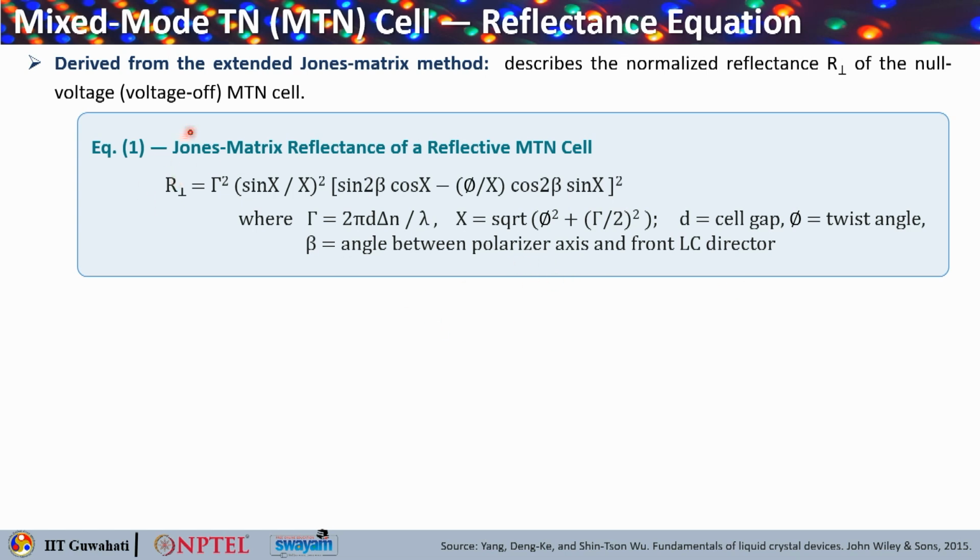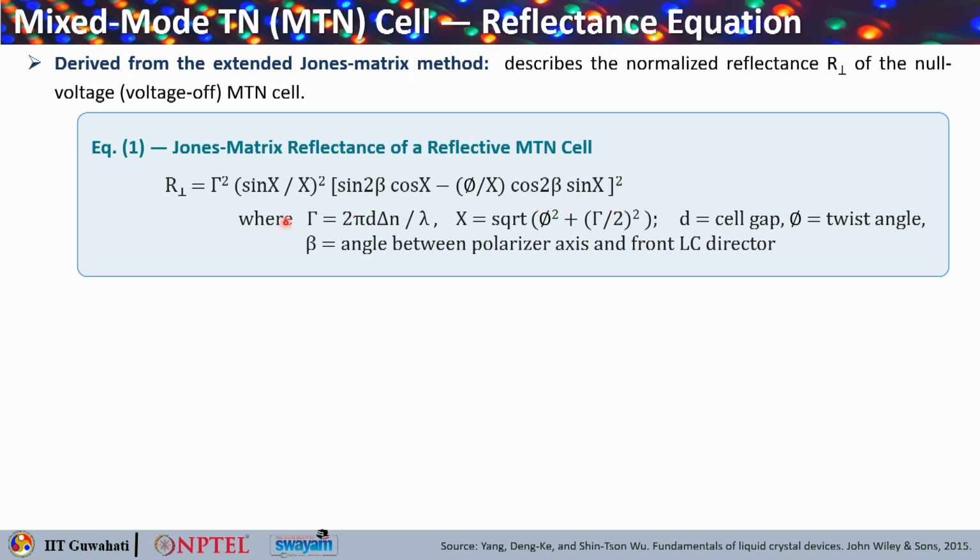So, it is derived from the extended Jones matrix method. It basically describes the normalized reflectance R perpendicular of the null voltage, that is voltage off condition, MTN cell. So, you can see the formula here, R perpendicular will be gamma squared, sin x by x whole squared, sin 2 beta cos x minus phi by x into cos 2 beta sin x whole squared.